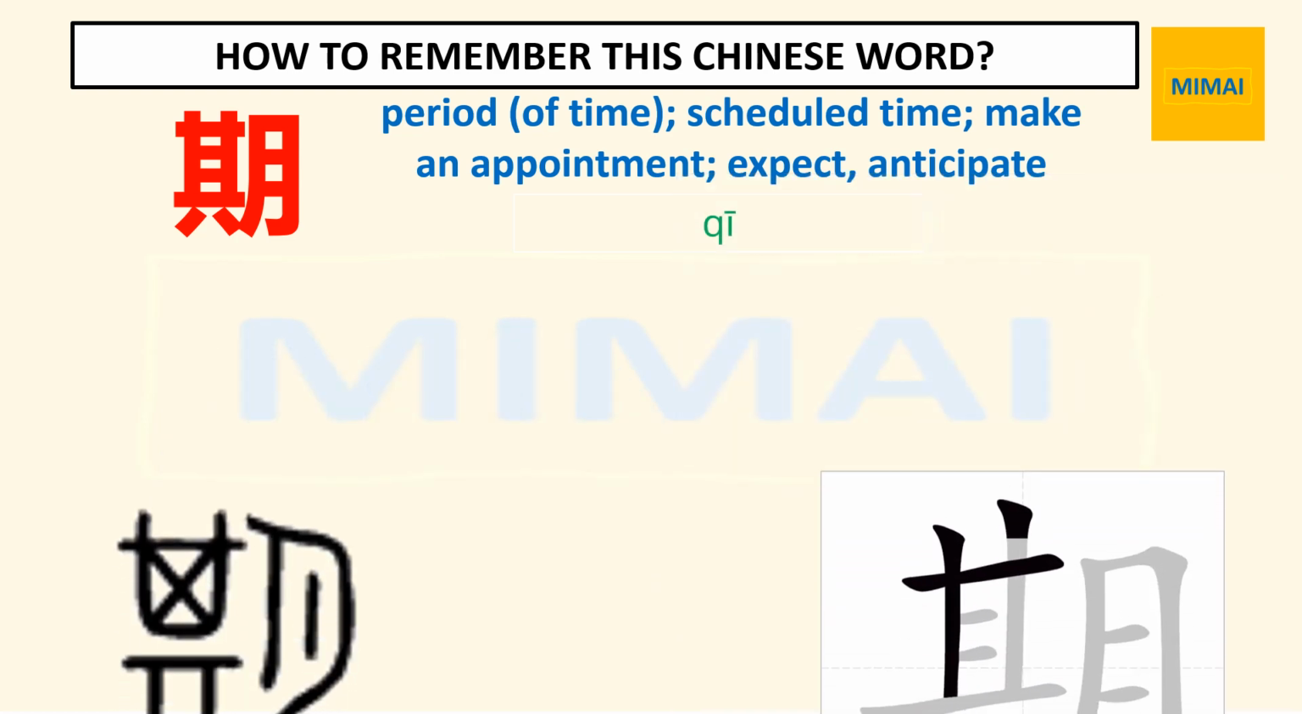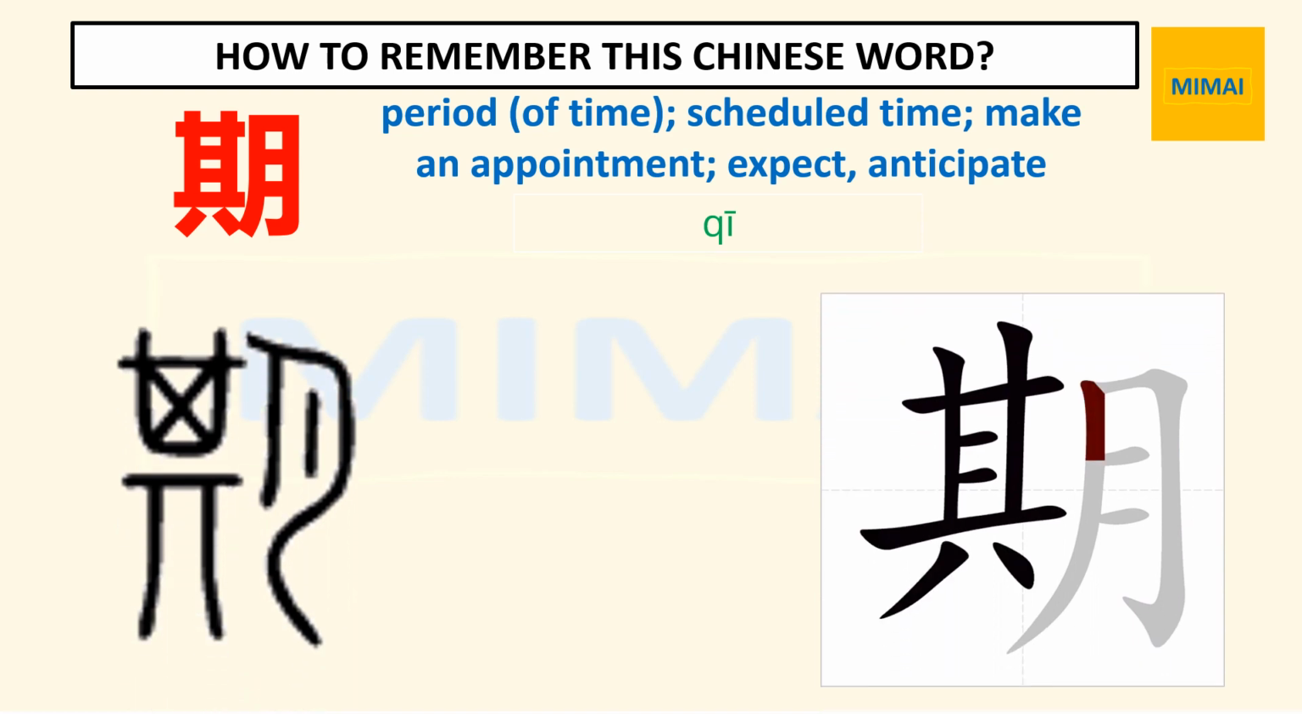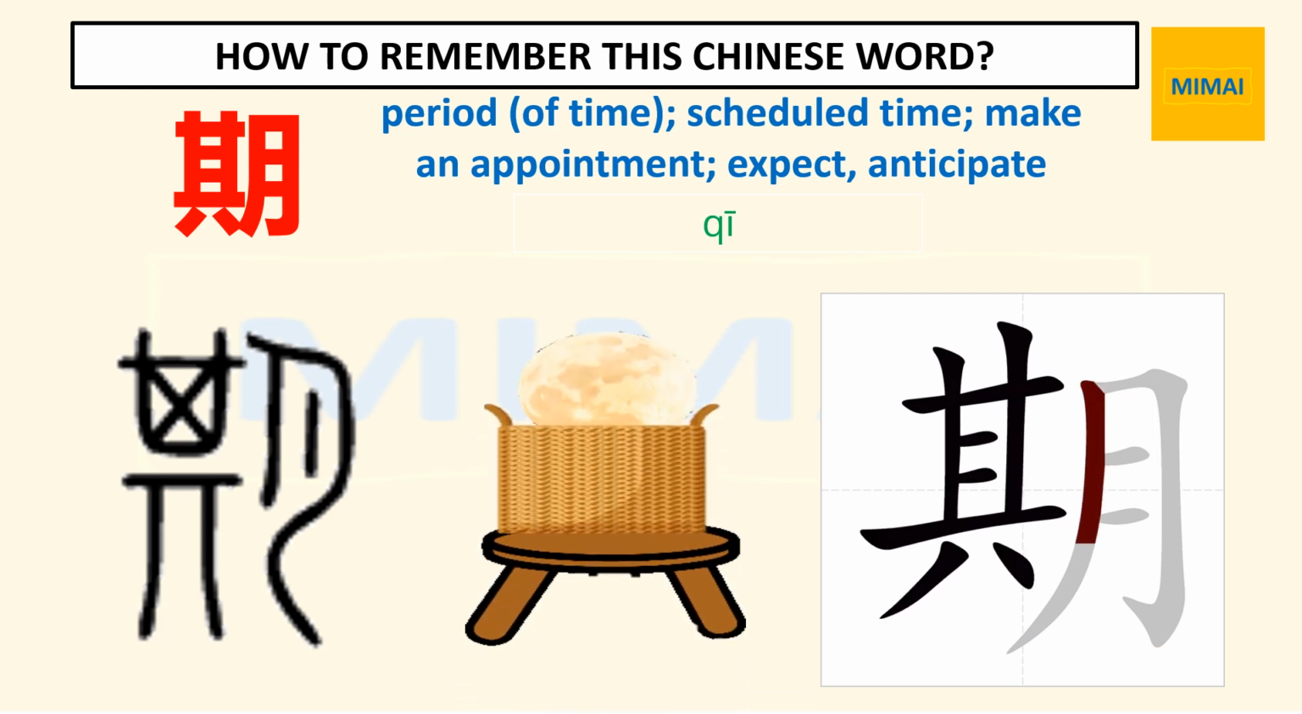On the left is the early version of this character. On the right is the modern, simplified version of this character. In the middle is the image that I think is best represented for this characters. This word has the image of resembling a basket made of bamboo, placed on an inclined two-legged stool. Inside this basket contains a moon.